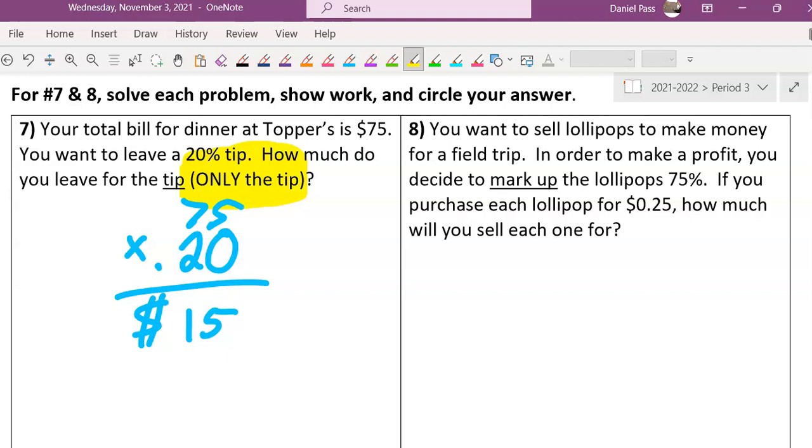You want to sell lollipops to make money for a field trip. In order to make profit, you decide to mark up the lollipops by 75%. If you purchase each lollipop for 25 cents, how much will you sell for each one?